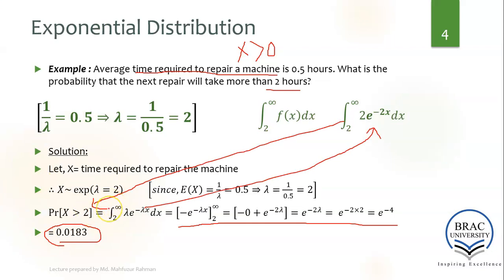Now if you have a question like the next repair will take less than 2 hours, then what will be the range? The range will be like this: the upper limit will be 2 and the lower limit must be 0, and that's how you integrate f of x dx. So that's how you can calculate the probability if your question is about less than 2, or if you have a question about greater than 2.